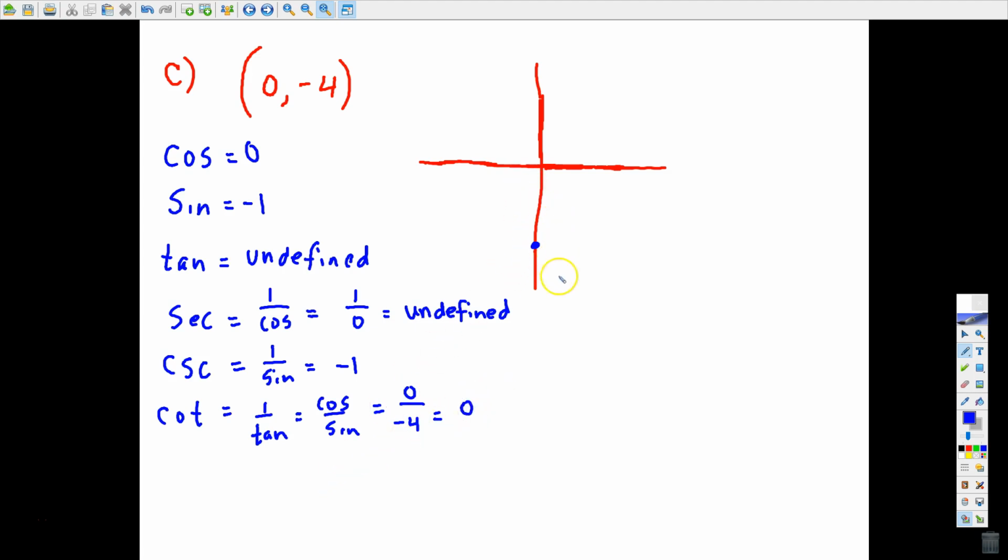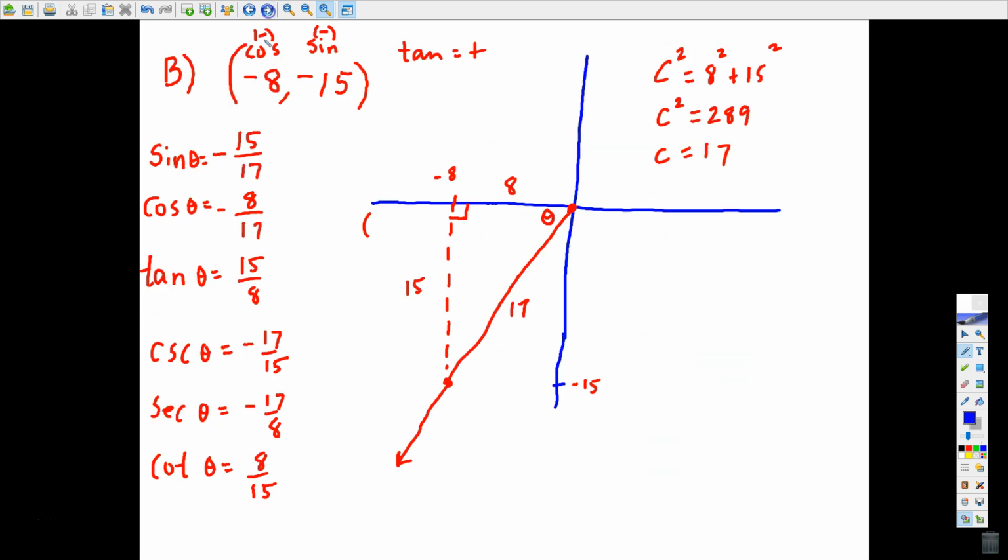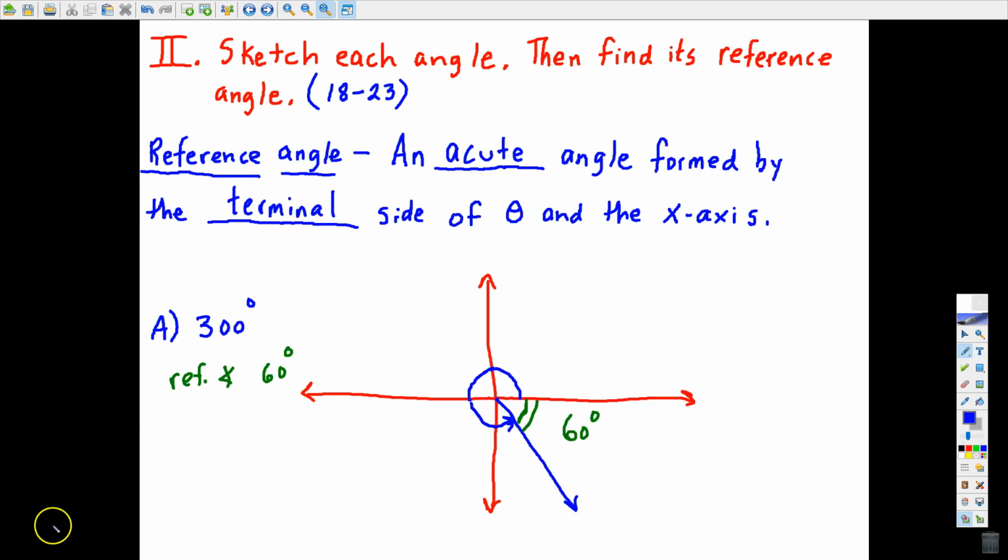So I just wanted to give you another heads up. If you end up with a terminal side that actually falls on one of these that we call quadrantal angles, just go back and refer to our previous slide, and I've basically given you what sine, cosine, and tangent will be if you fall on any one of these quadrantal angles. That should help you out quite a bit.